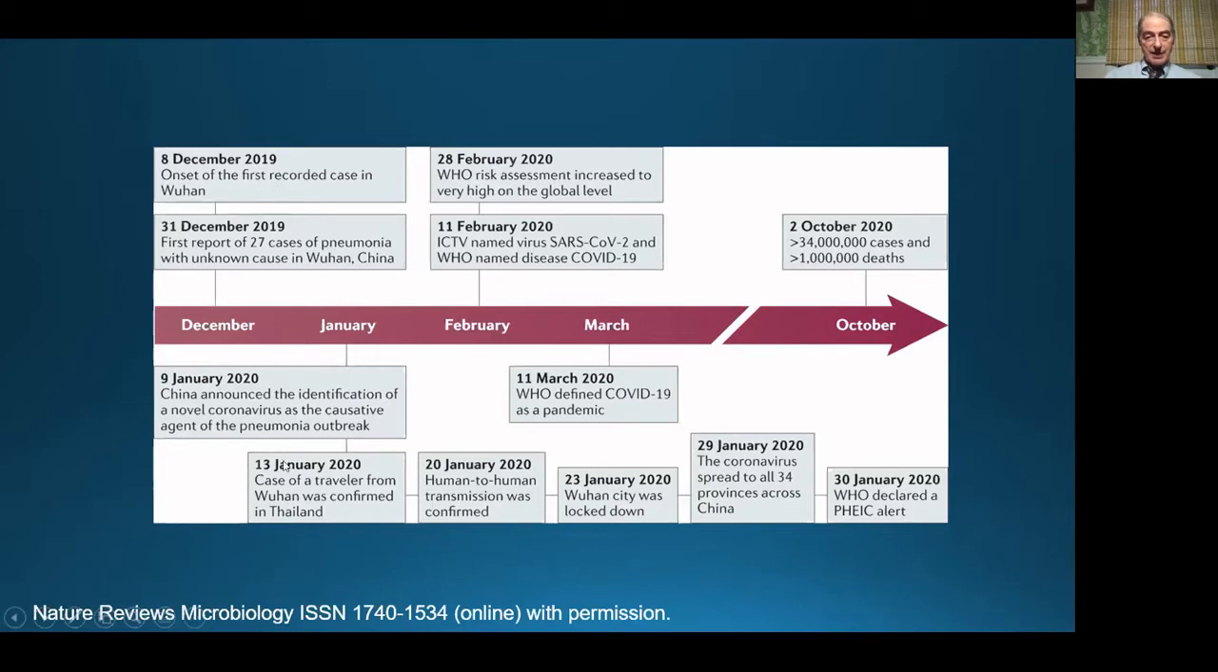And then by the end of the month, basically, they had put Wuhan itself in lockdown, and then finally the entire country in lockdown. And they have controlled the virus in China that way.